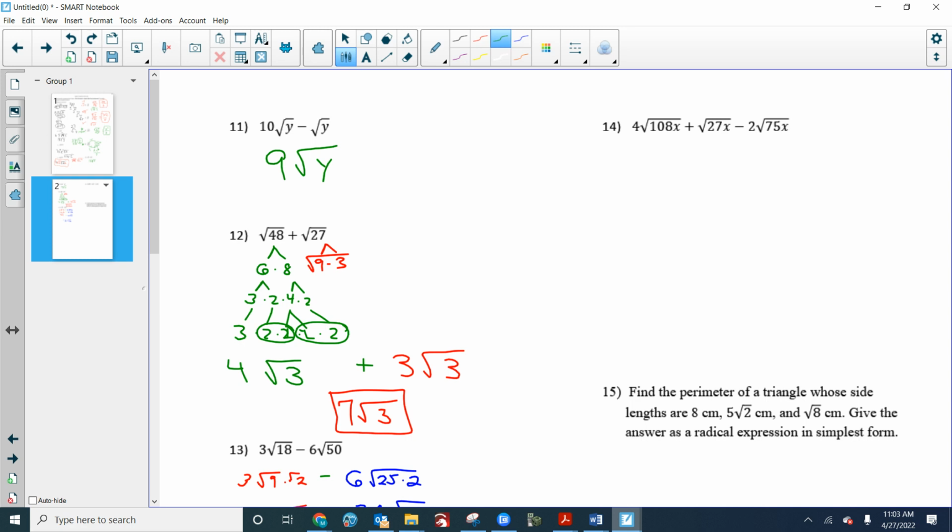Do you guys know what to do with the 108x? Do you know to break up the square root of 108? The x has no pairs to come out. Do you agree with that? Do you all agree? The x is going to stay inside the square root. Okay? Are you with me?